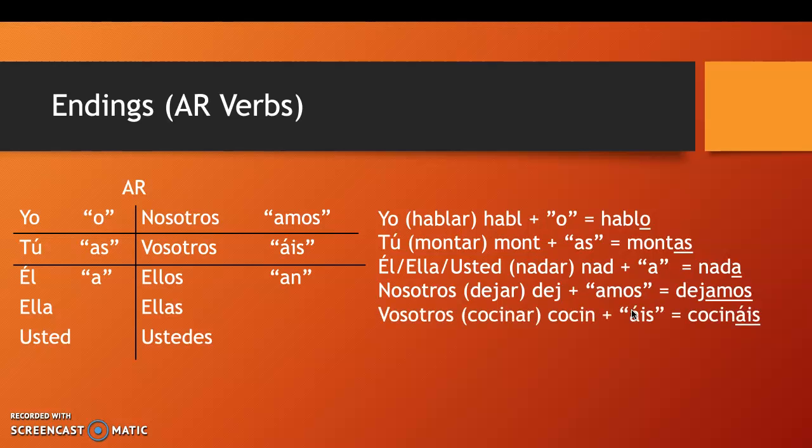Vosotros, this one is tricky to pronounce. Make sure you add the correct stress based on that accent mark. You're going to take the root, which is cocin, add áis, and you get cocináis. Cocináis. The stress is on that syllable with that accent. Nice. And finally, you've got ellos, ellas, ustedes. Take the root of llevar in this example, which is llev, add an for the ending, and you get llevan.